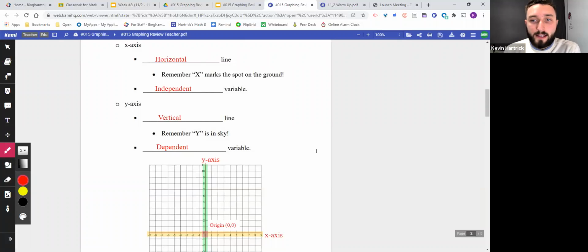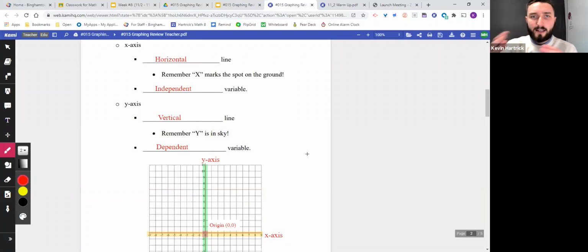Y-axis, again, is the vertical line, so you can sort of remember it this way. Y is in the sky, all right? So when you look up in the sky, your head is going on this axis here, this up and down axis, this vertical axis. So Y is in the sky. That will remind you that that vertical axis is the y-axis. Okay, so this is called the dependent variable.